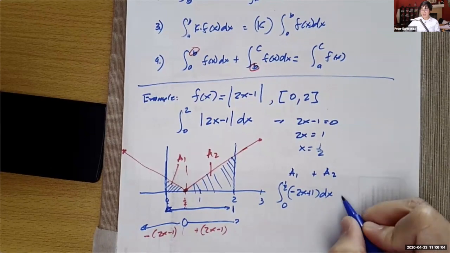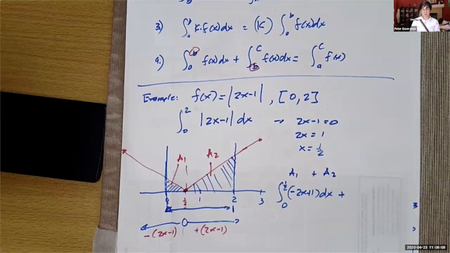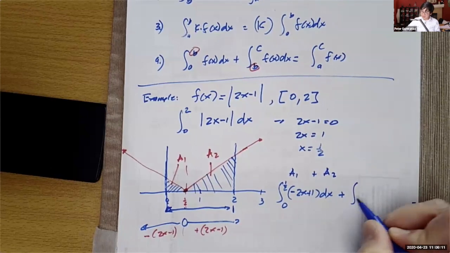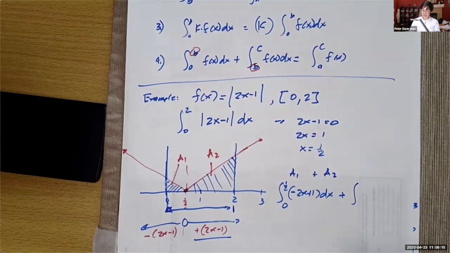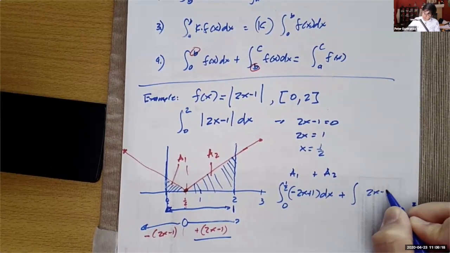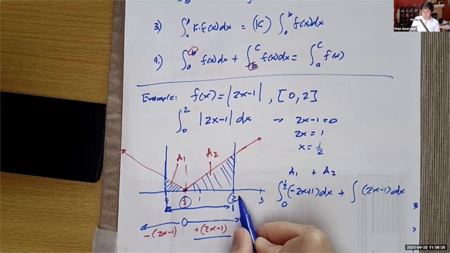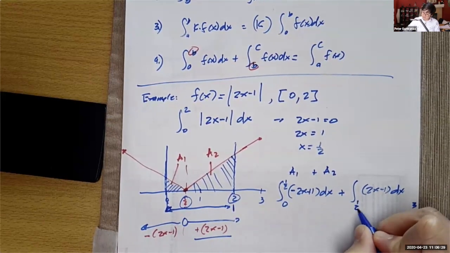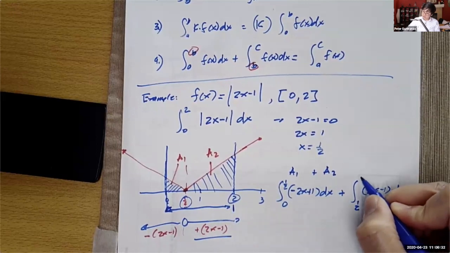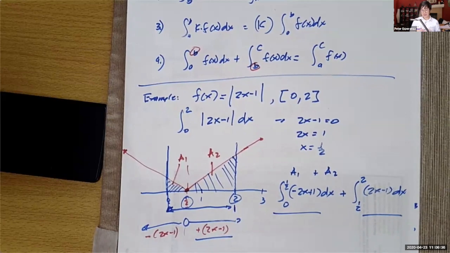And you are going to add it to the area of this bigger triangle. That bigger triangle is going to be the positive function 2x minus 1, and your lower and upper limits will change, obviously, because now you're evaluating from 1/2 up until 2. So that means you're going to be figuring that out.